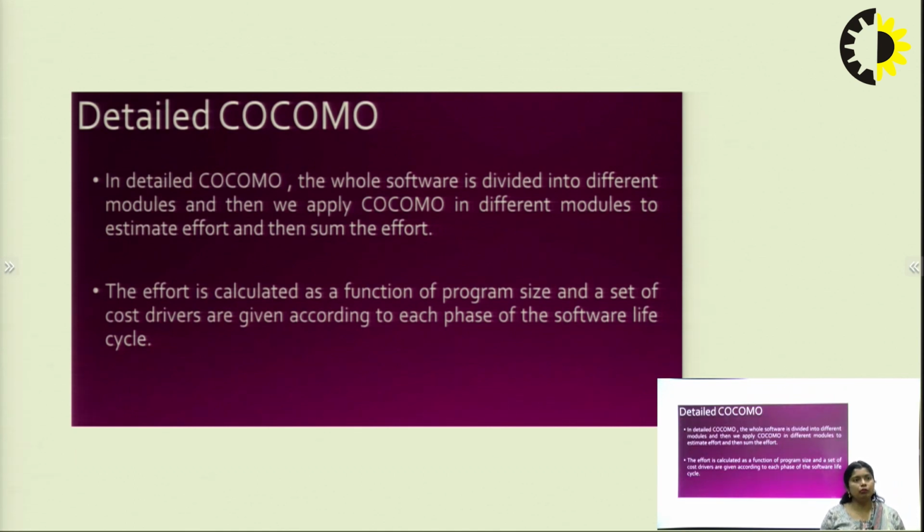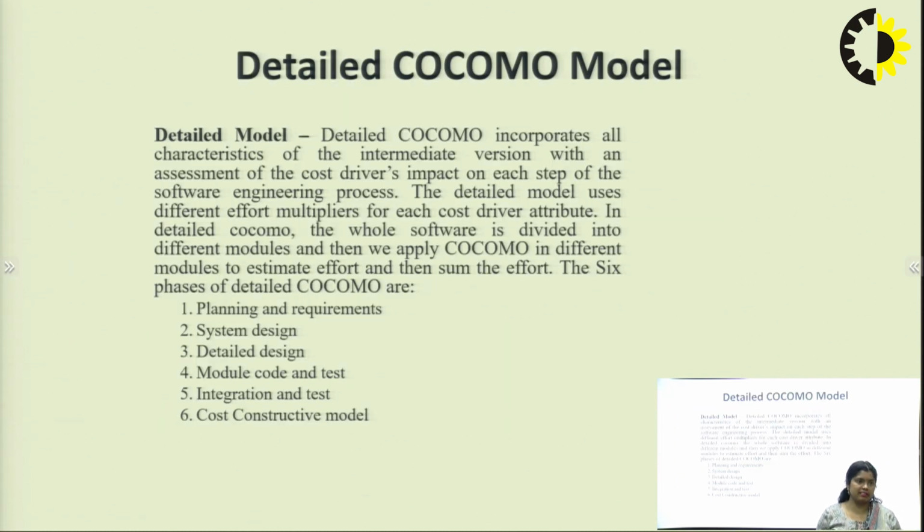Now, the detailed COCOMO model. Because the basic model and intermediate model of COCOMO 1 give only a rough sketch of the effort and time, in the detailed model there are 6 stages. These 6 stages are planning and requirement, system design, detailed design, module code and integration and testing, and finally cost constructive. These 6 phases are interdependent.